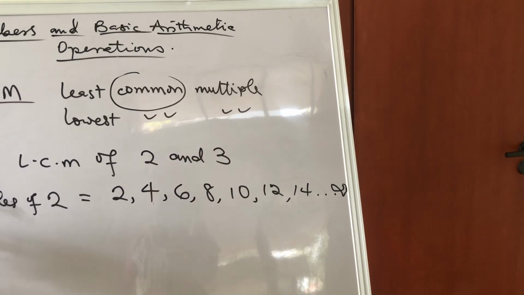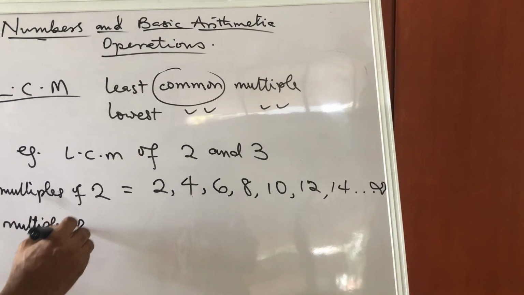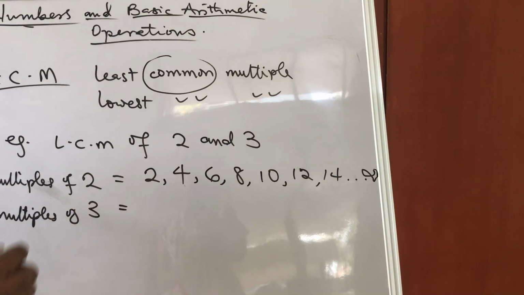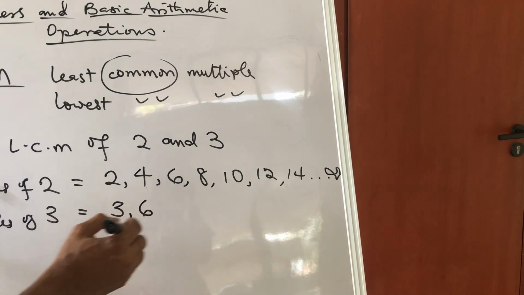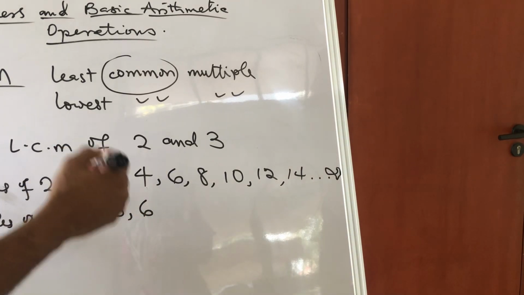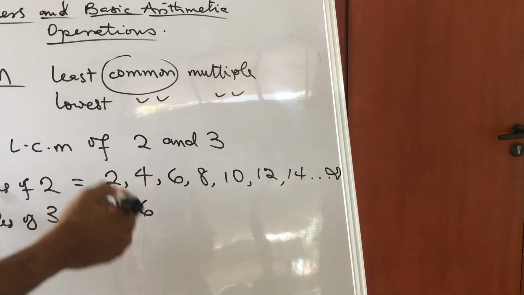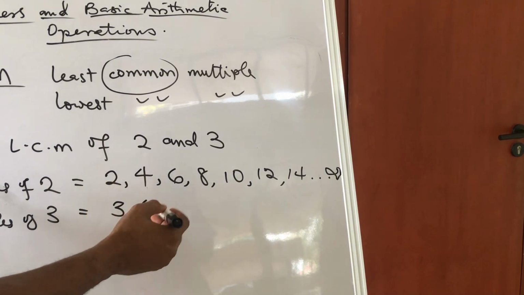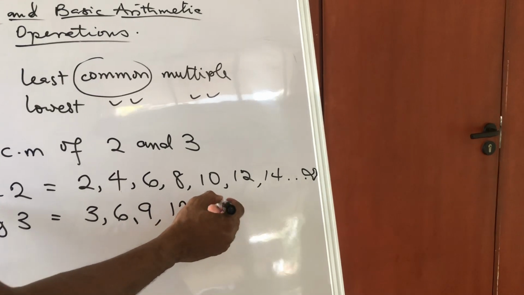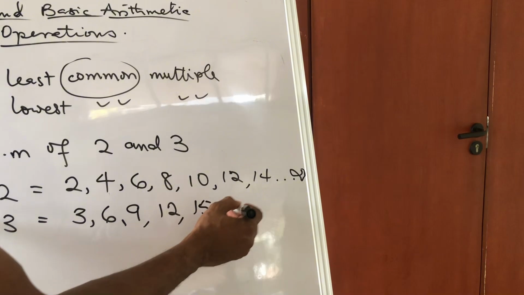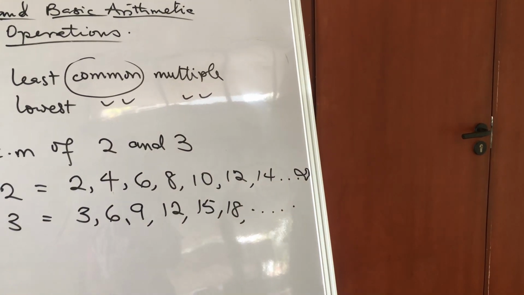So let's talk about multiples of 3. Multiples of 3, of course, start with 3. The next one is going to be 6. The way you count is 3 times 1, 3. 3 times 2, 6. 3 times 3, 9. 3 times 4, 12. 3 times 5, 15. 3 times 6, 18. And so on and so forth. Okay? So these are multiples of 3.